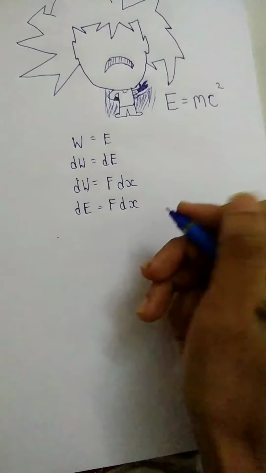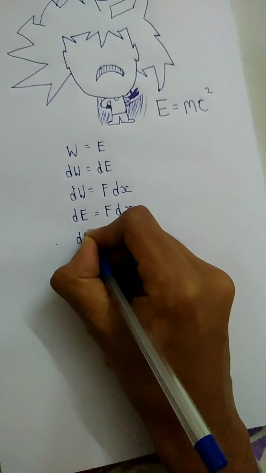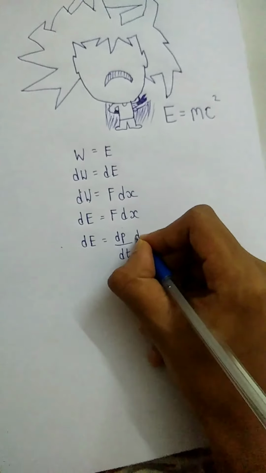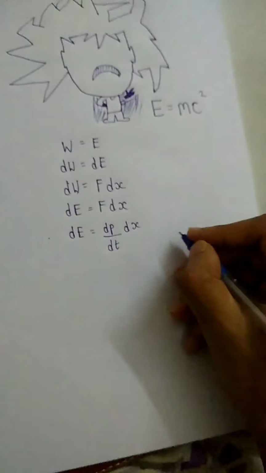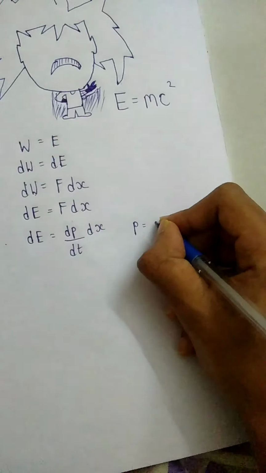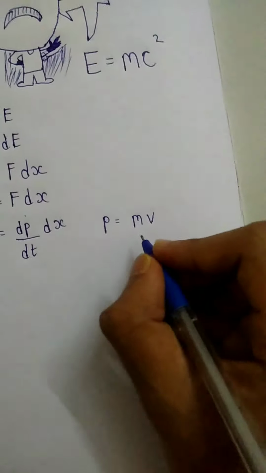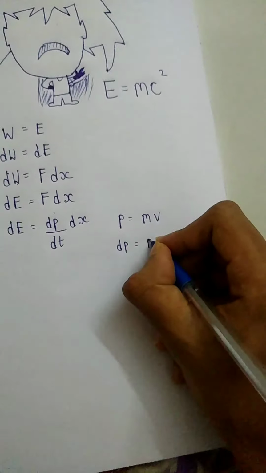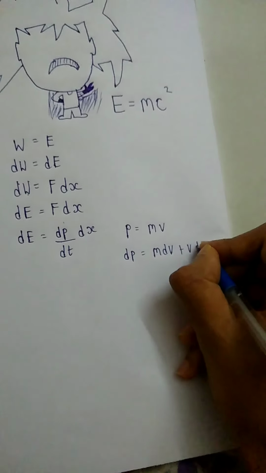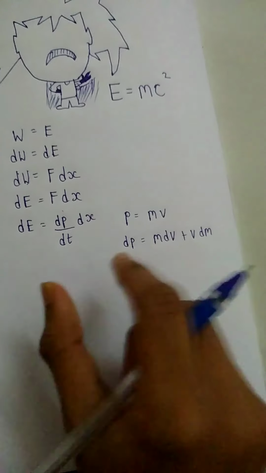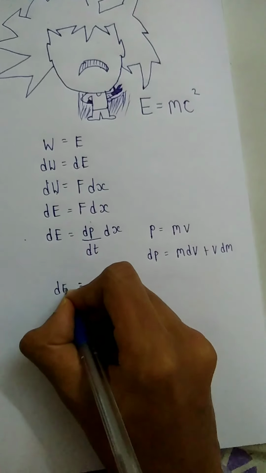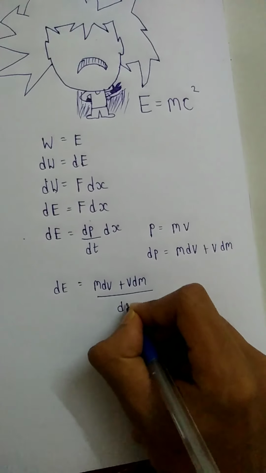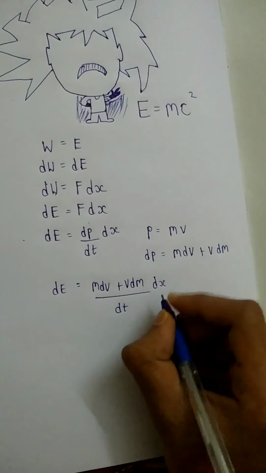So then force is nothing but the rate of change of momentum. So dE equals dP by dt, rate of change of momentum, into distance. As we all know, momentum is equal to mass into velocity. So differentiation of this P, applying the UV method, we get mass into dv and v into dm. So substituting this dP here, we get dE equal to (m dv plus v dm) by dt into dx.